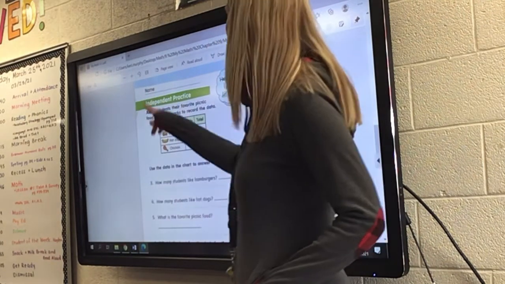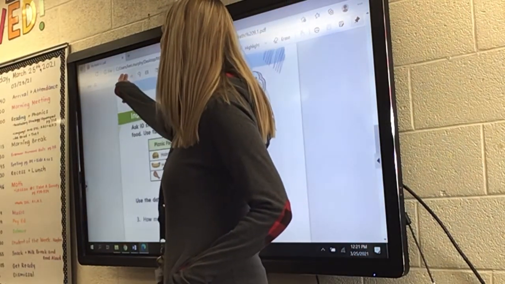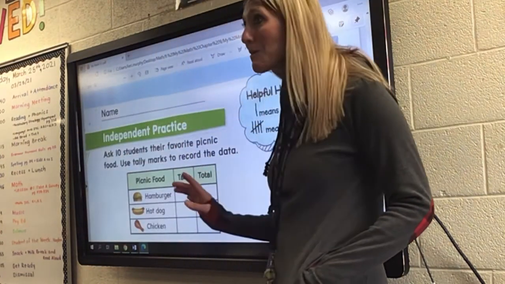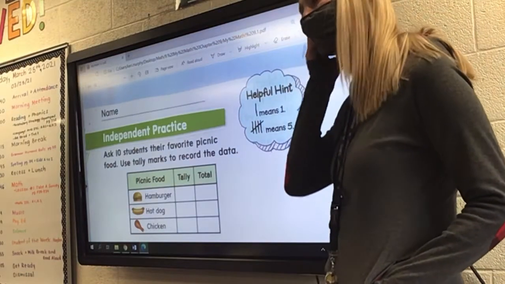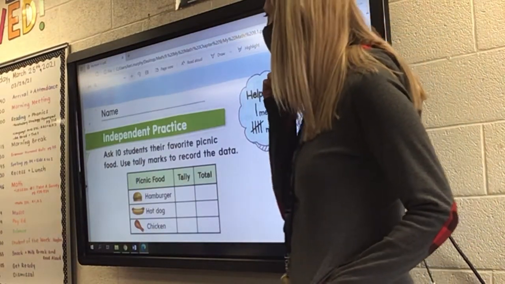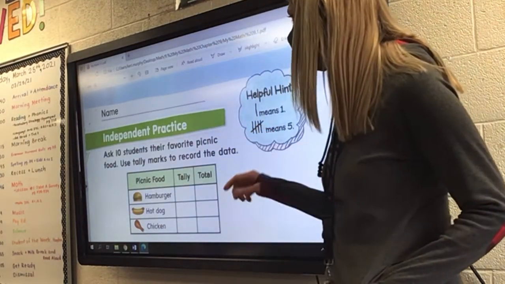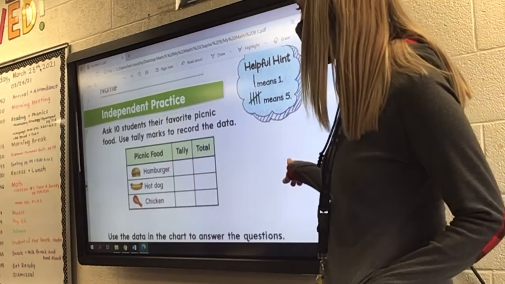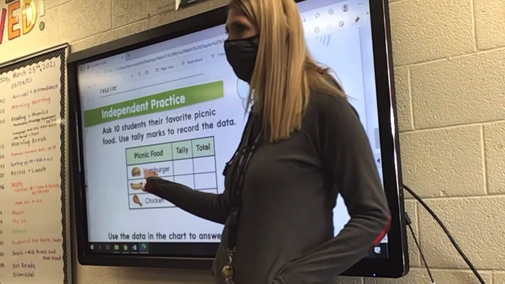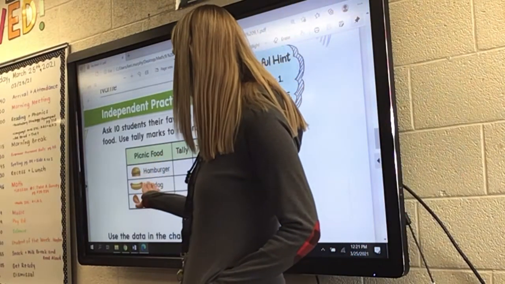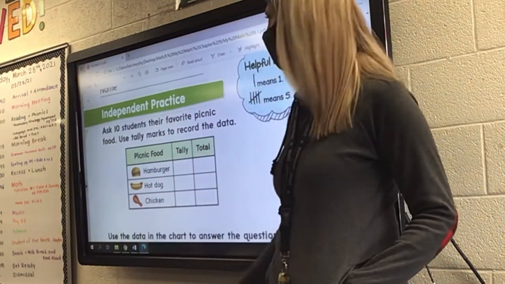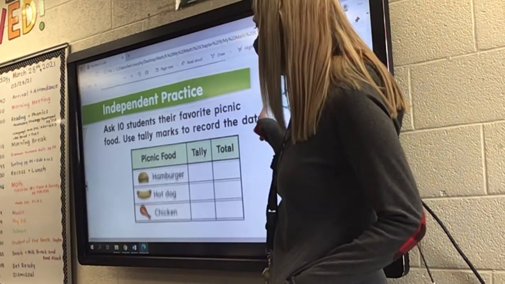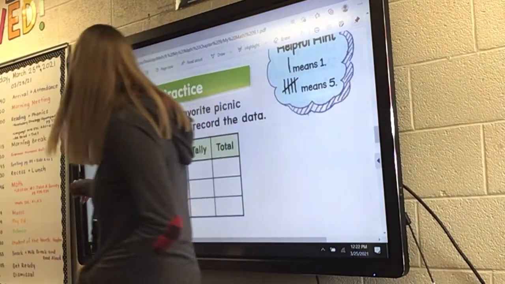So, oh gosh, we do need to do this. Okay, we're gonna do this again with you guys. So we gotta do the chart together. I thought it was done for us. It's not. We're gonna ask you guys one last question for the survey. What is your favorite picnic food? And then we're gonna use the tally marks to record the data. So think right now, in your head, one last question. Do you like hamburger, hot dog, or chicken? And I'm gonna ask each one of you, so make sure you have it in your head. All right, I'm gonna start at the front with Mason.